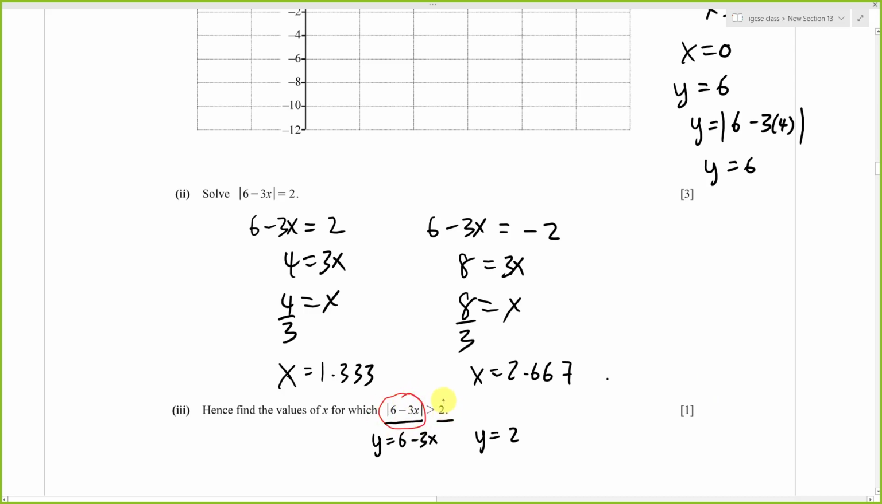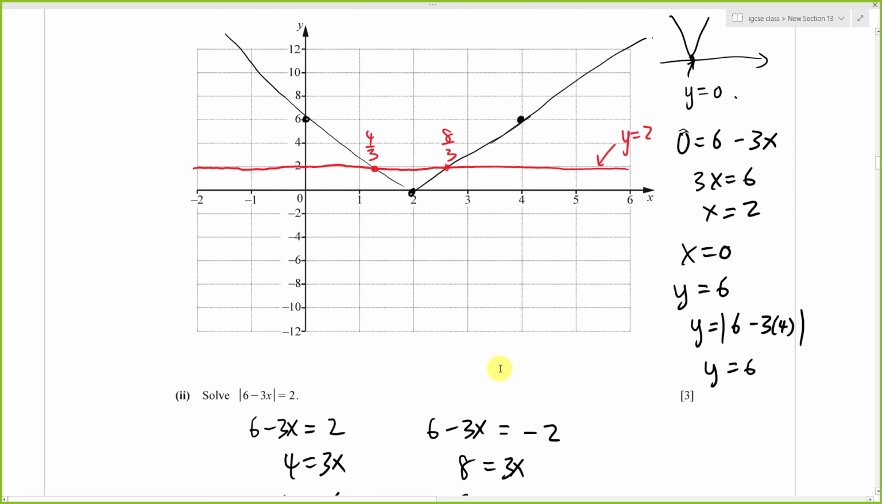this equation should be bigger. So this V shape here should be above the line y equals 2 because bigger, right? You can see over here is below, right? So this small V here is below, not what we want. In order to get the above one, we need to know from 8/3 go all the way here. So you can see this line is above, isn't it? Then any value less than 4/3 is above also, right?